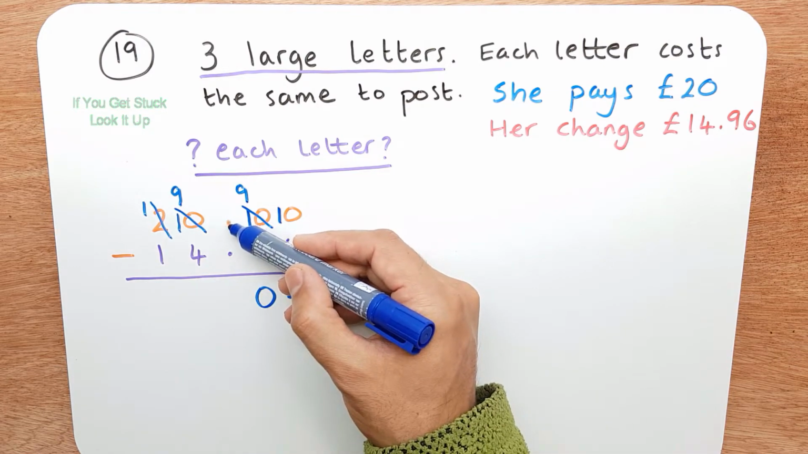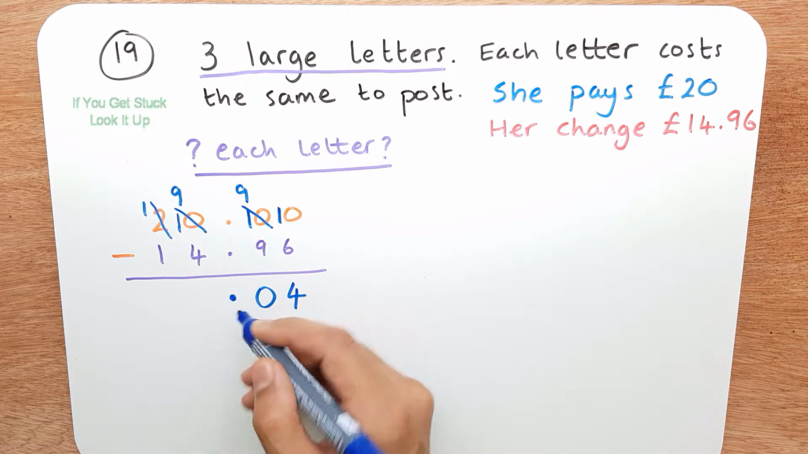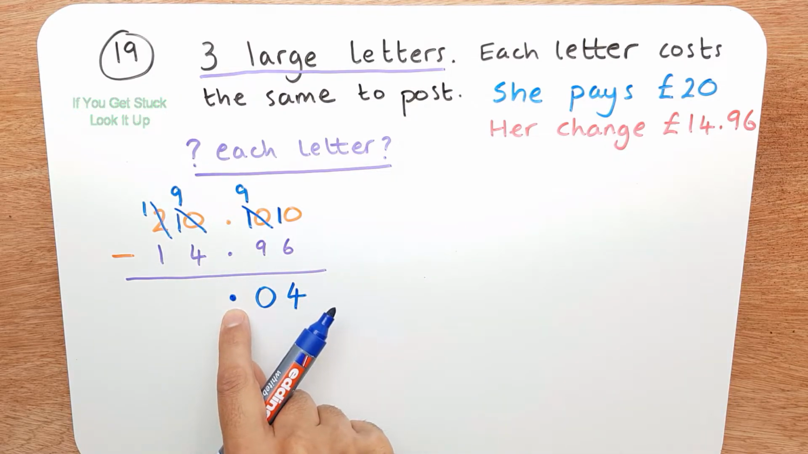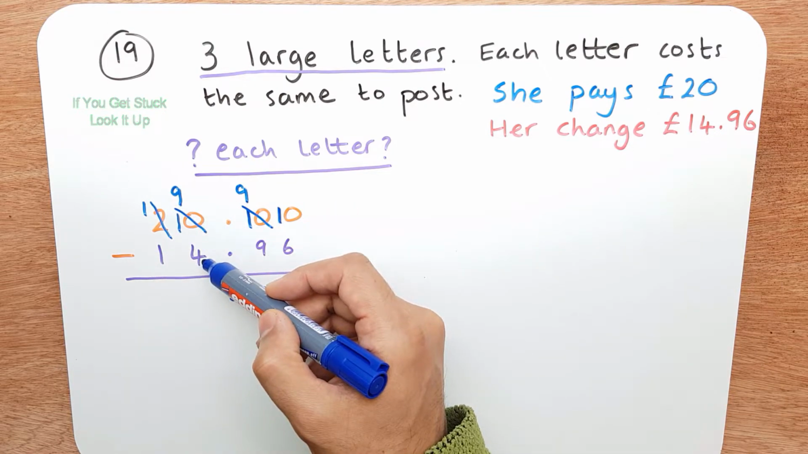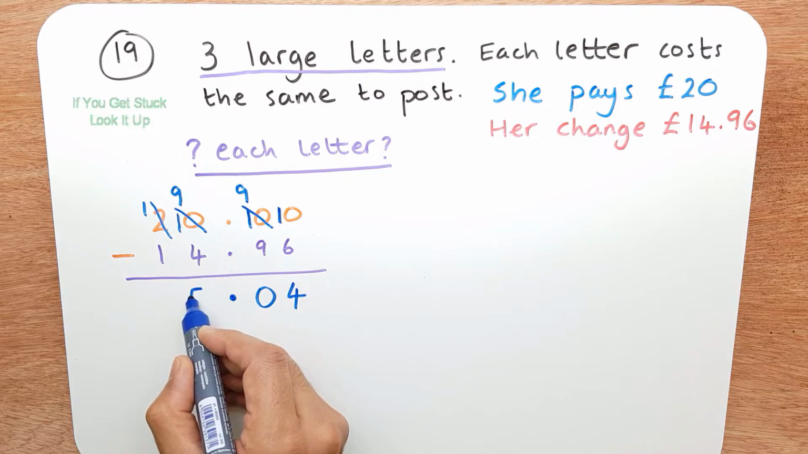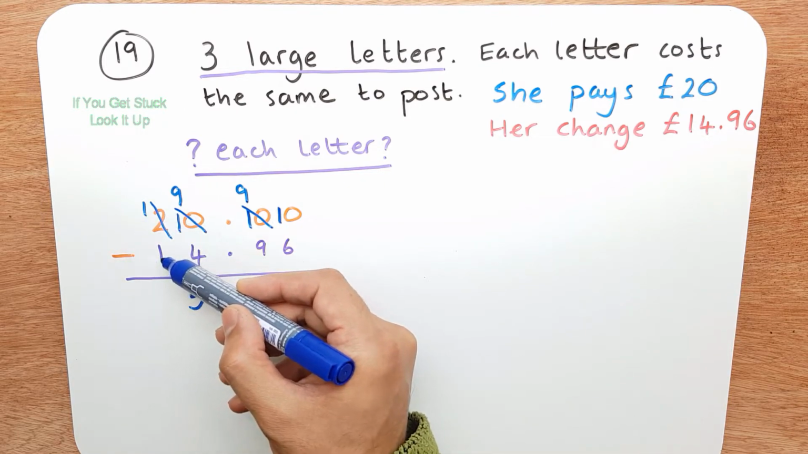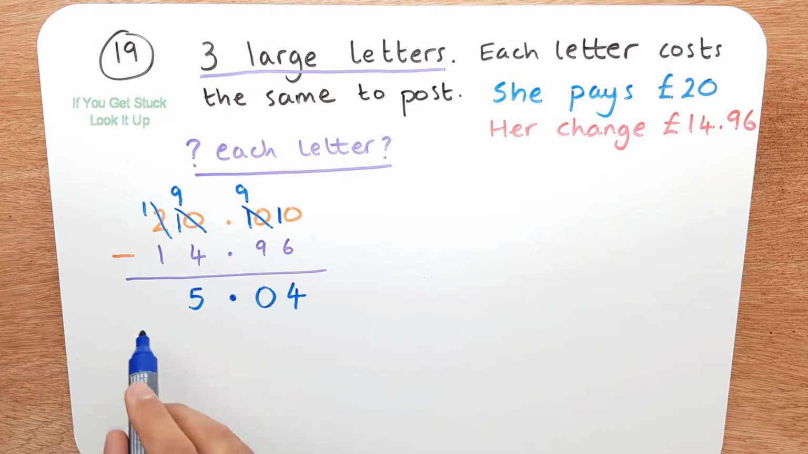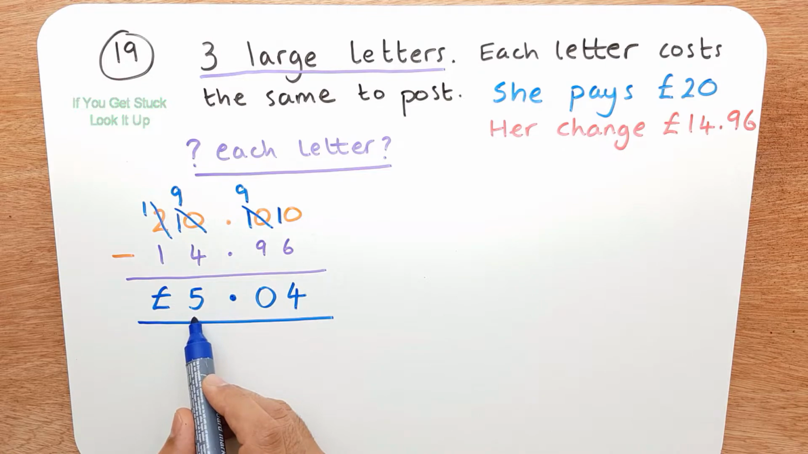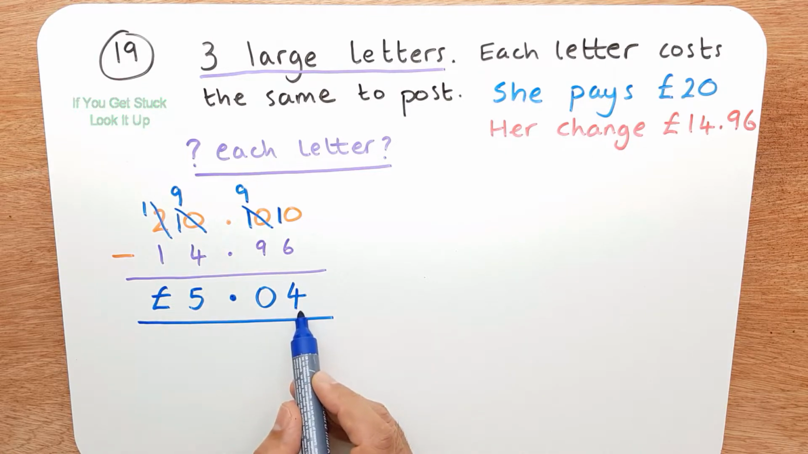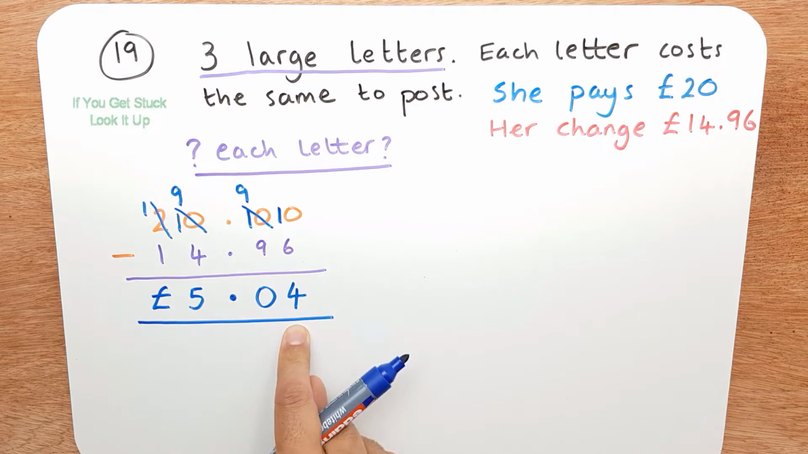Now we have to carefully bring this decimal point down and line it up. It's important. 9, take away 4, which is 5. And finally 1, take away 1, which is nothing, so we can leave that. We say £5 and 4 pence. So I now know that this is the cost of the 3 letters.